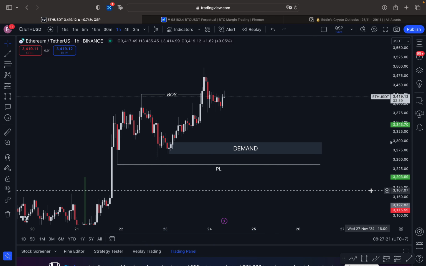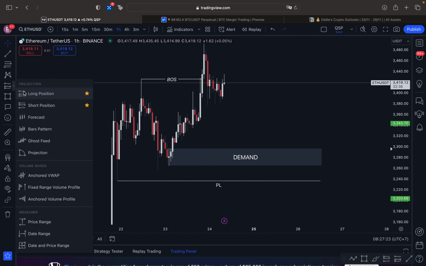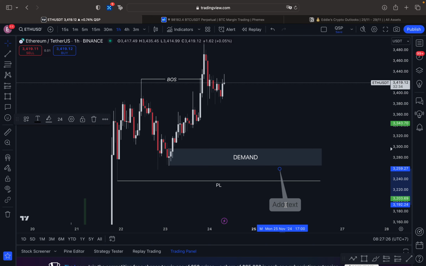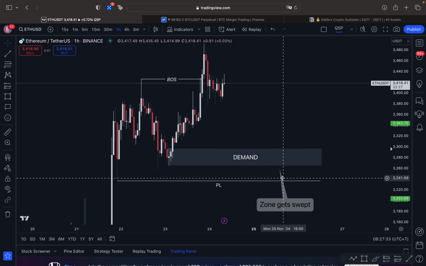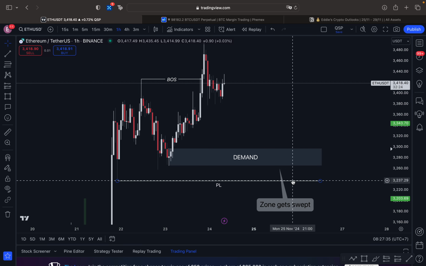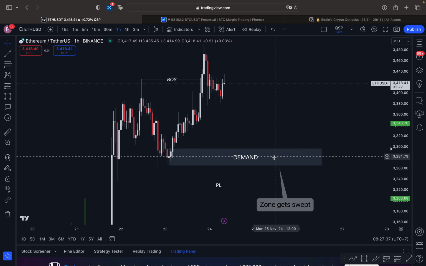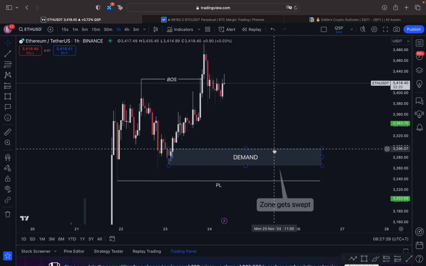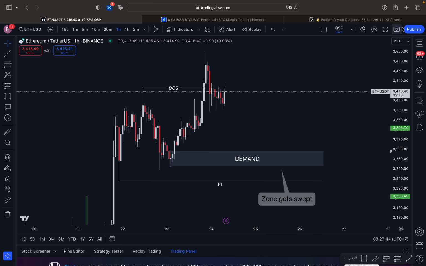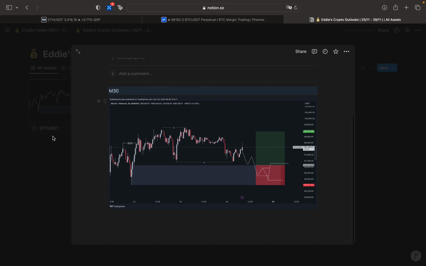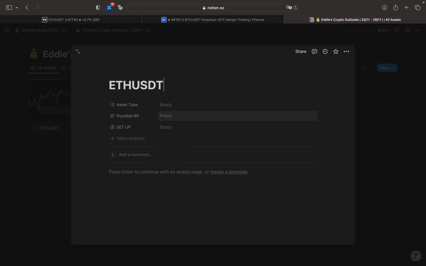So what I want to see with this area is, I want to see this entire zone get swept. I don't want to see a small mitigation then a rejection. I want to see the entire zone either get swept, maybe even wick the protected low then reject, or just sweep the zone and then reject. I don't want to see a small mitigation. It wouldn't make sense to take the trade. So I'm gonna leave it there. That's ETH. What time frame? 1 hour. H1.